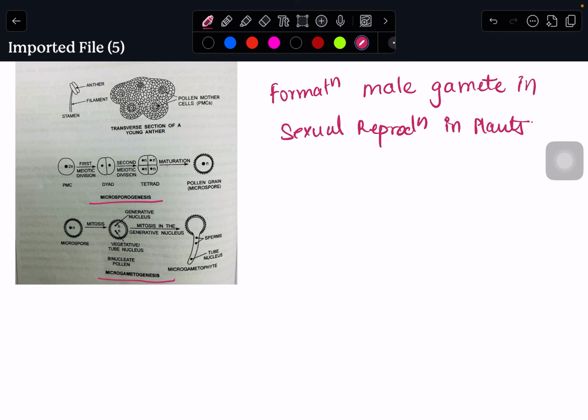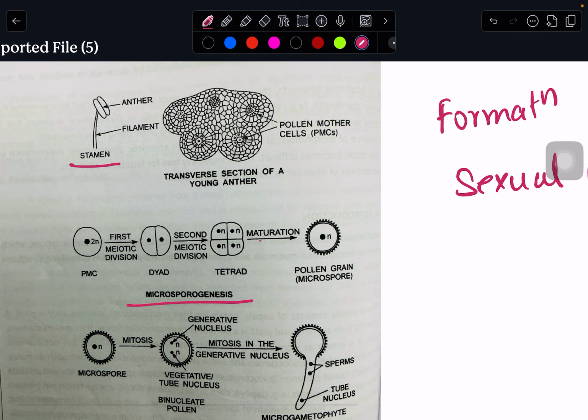So as you all know, this is the structure of the stamen, or you can say the upper part of the stamen. On the topmost part there are anthers, and this is the filament. When we cut the anther in transverse section, we get to see a structure like this, in which we have 4 sections. Each section contains several pollen mother cells.